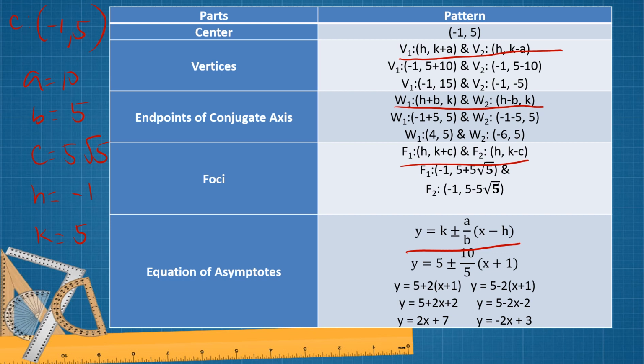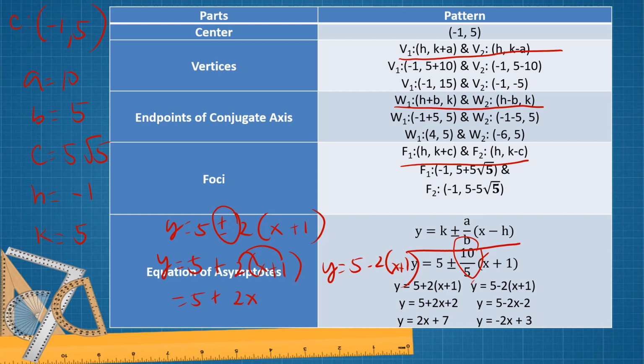So for the equation of asymptotes, we just simply substitute a, which is equal to 10, and 5 for letter b. Now, 10 divided by 5 is equal to 2. That's the reason why it will become y is equal to 5 plus or minus 2 quantity x plus 1. Now, we're going to separate positive and negative. So, it will become y equals 5 plus 2 quantity x plus 1. And the other one will become y is equal to 5 minus 2 quantity x plus 1. Now, distributing 2 inside the parentheses will become 5 plus 2 times x is 2x, and 2 times 1 is 2.